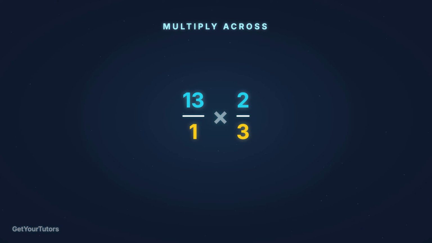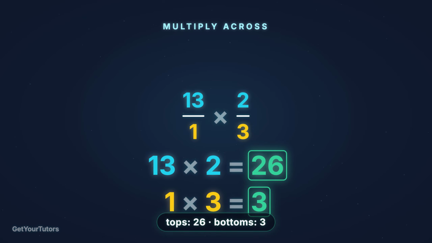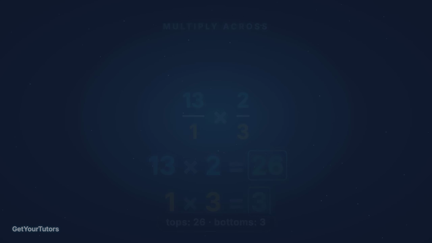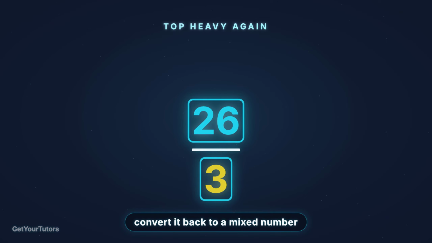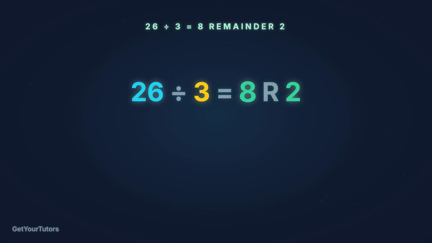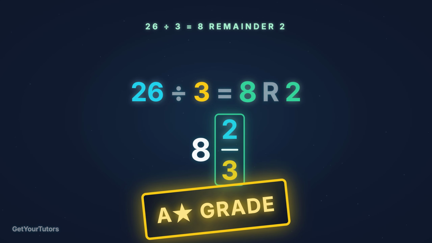Multiply the top numbers. 13 times 2 is 26. Multiply the bottom numbers. 1 times 3 is exactly 3. We get 26/3. To finish, divide 26 by 3 to convert it back to a mixed number. 26 divided by 3 is exactly 8, with a remainder of 2. The final answer is 8 2/3.